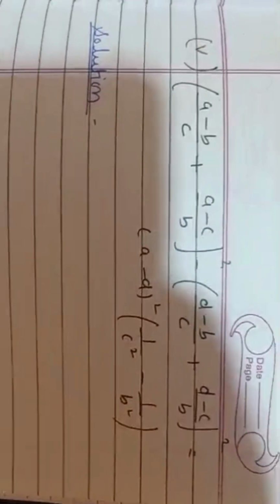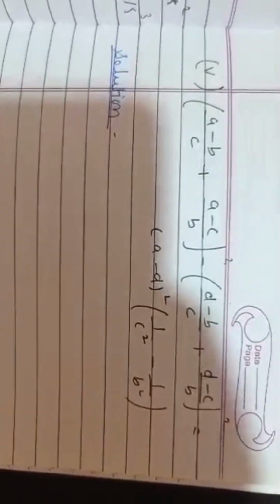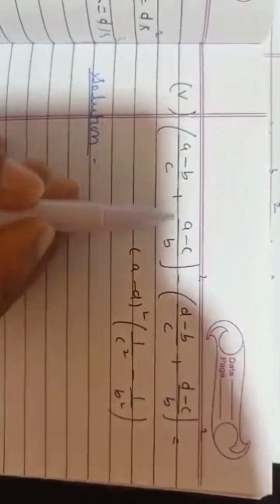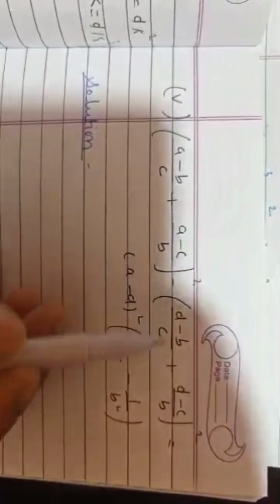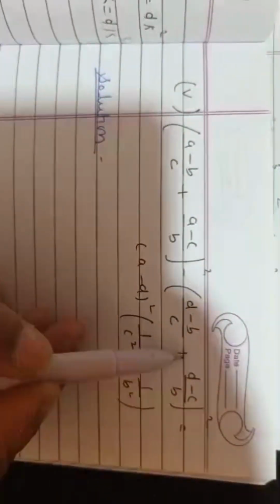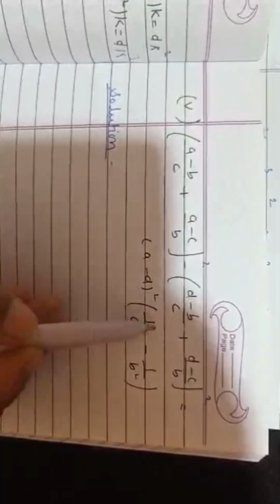Today I'm going to explain question number 23 part 5th from exercise 6.2, ratio and proportion. The question is: if A, B, C, D are in continued proportion, then prove that (A minus B upon C plus A minus C upon B) whole square minus (D minus B upon C plus D minus C upon B) whole square is equal to (A minus D) whole square into (1 upon C square minus 1 upon B square).